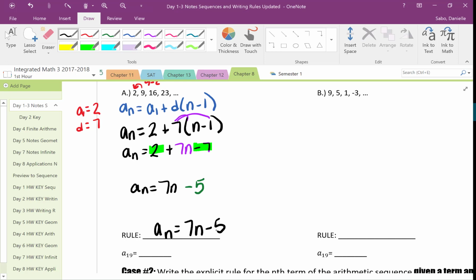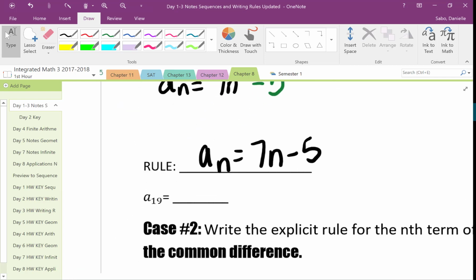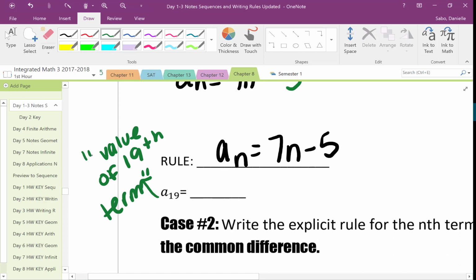Okay, so again, when we ask you for a rule, this is what we're looking for. We're looking for something that I can plug any term in and get the value of it. Now, if I want to find the value of the 19th term, that's what that means. So if you want to write that out for yourselves so you know what a sub 19 is, it says the value of the 19th term, with quotations around it.